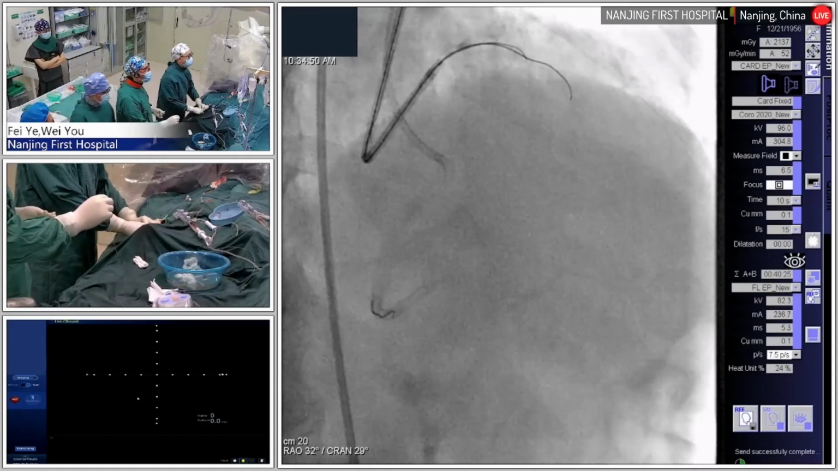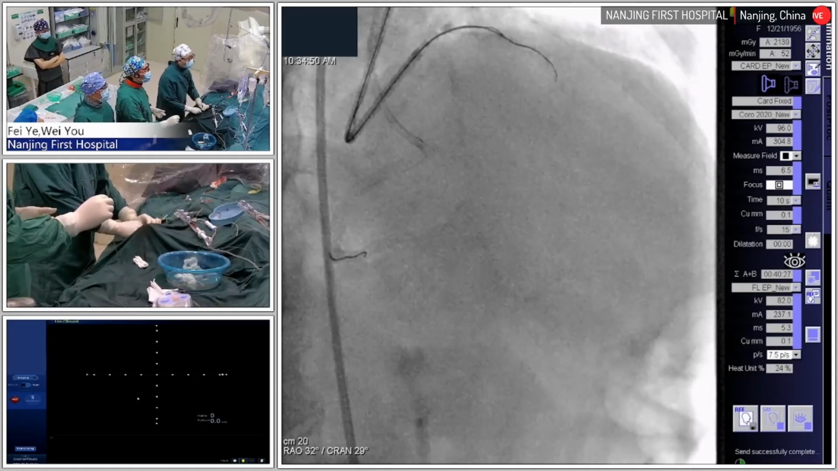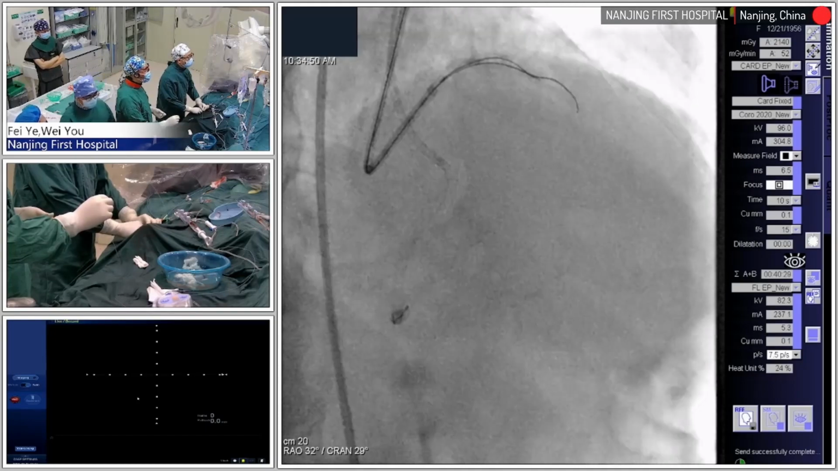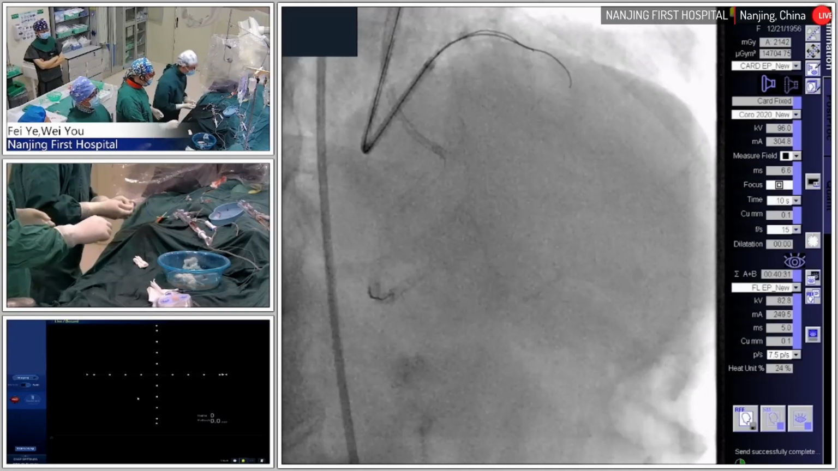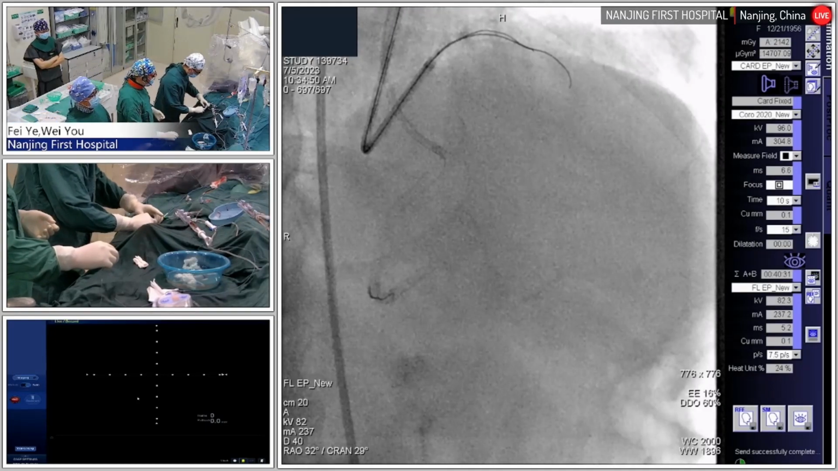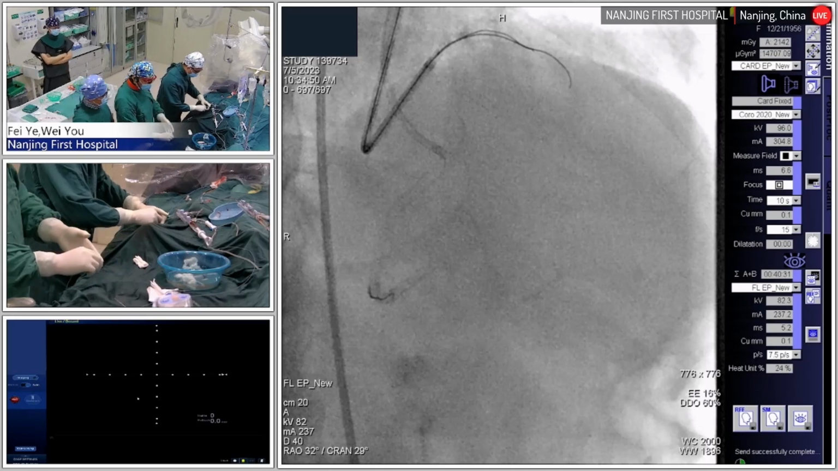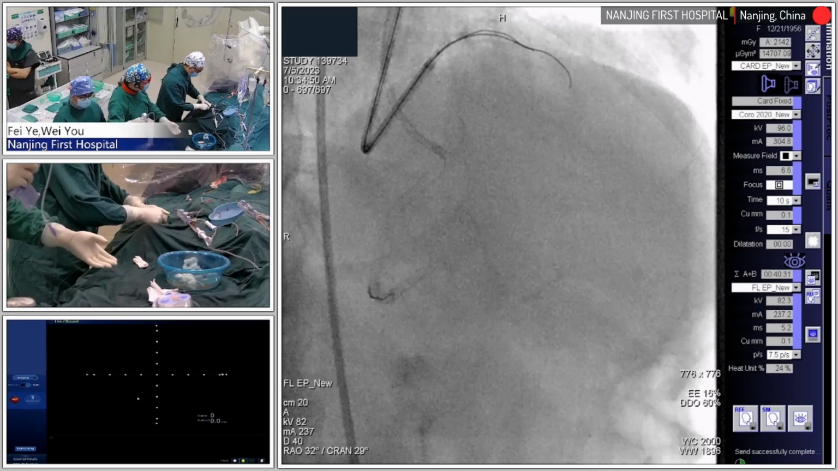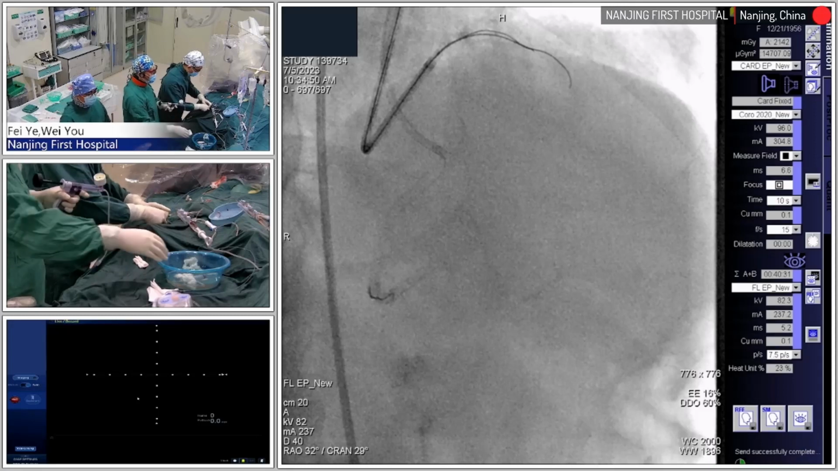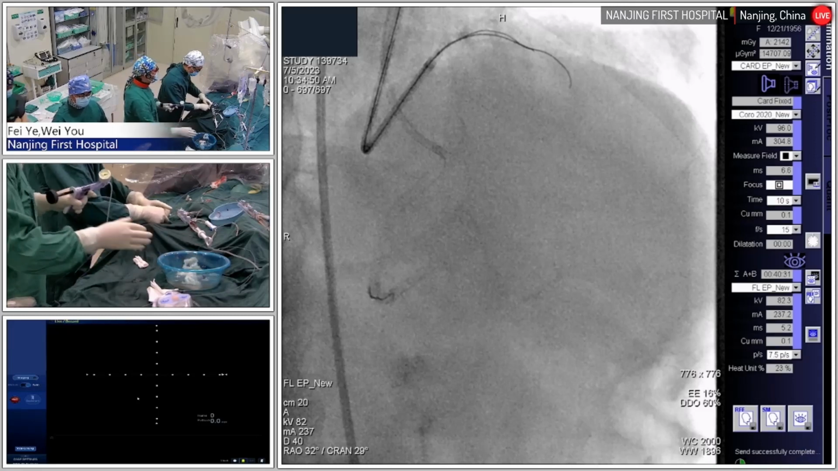Very strong resistance. Okay. 1.7 of the Apple APU. So how about the ACT? ACT more than 400. Okay. Yes, I think it's okay.